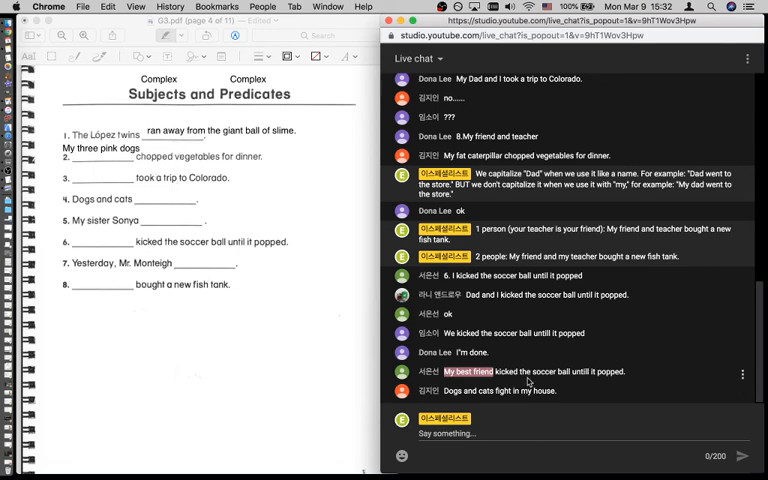Okay, where is dogs and cats? I missed something here? Dogs and cats fight in my house. That is a correct complex subject, complex predicate. Is that one of the ones here? Oh, dogs and cats here. Dogs and cats fight in my house. Good. We have action, fight, and where, in my house. Together we have the complex predicate. Fight in my house. Great job.